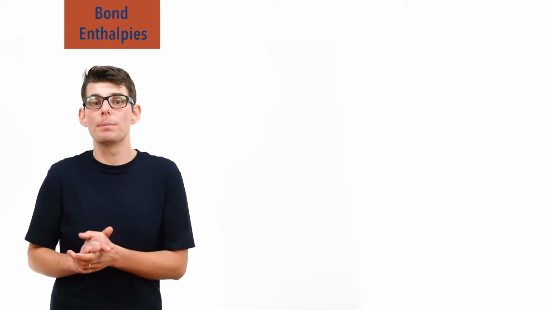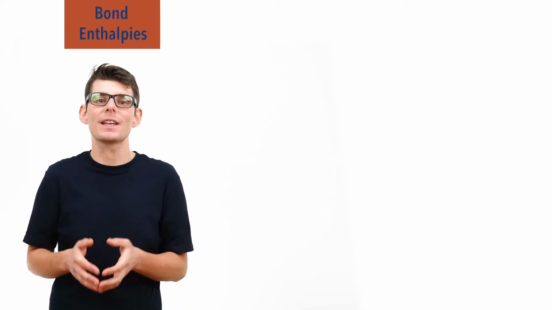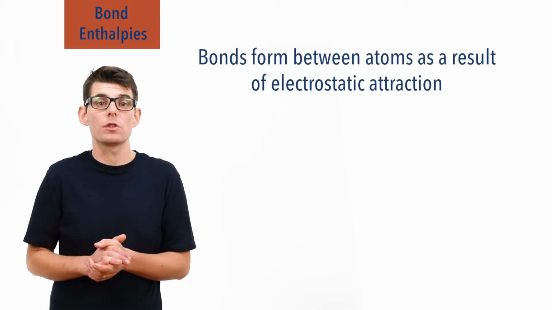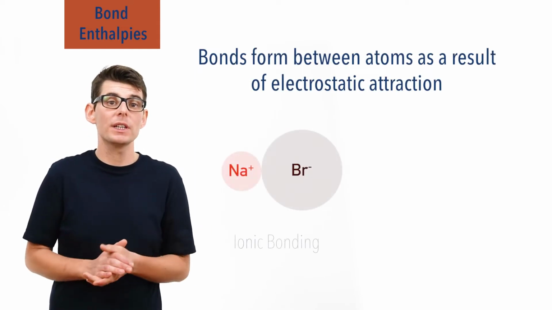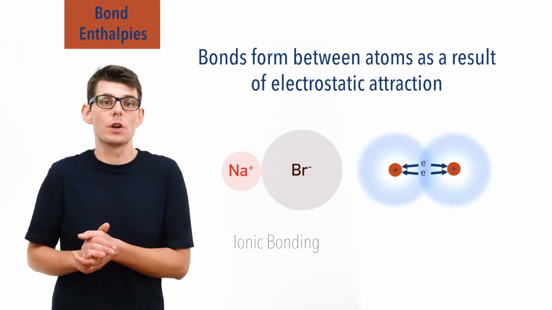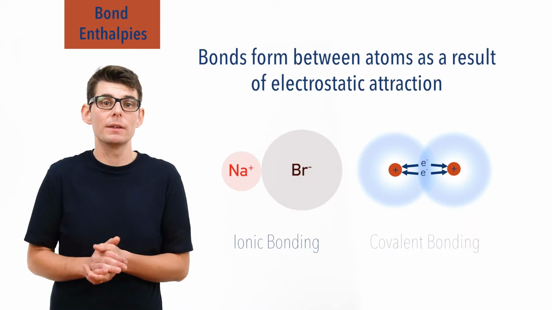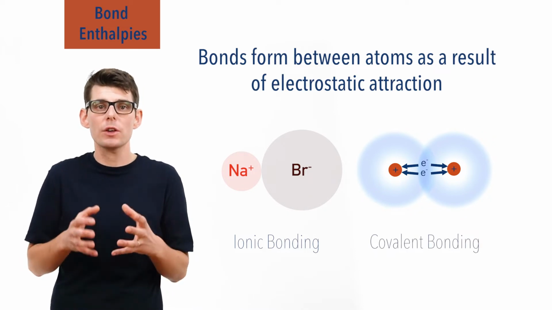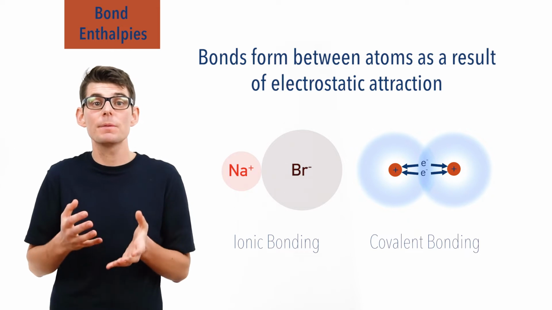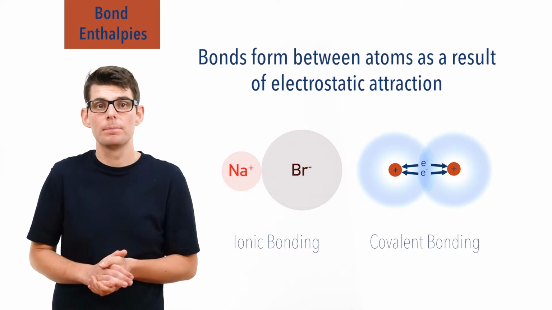Let's go! Atoms form atomic bonds based on electrostatic attraction. Whether it be the attraction of oppositely charged ions to each other in ionic bonding or the attraction of a shared pair of electrons to positively charged nuclei in covalent bonding, it is ultimately attraction forces that pull atoms and ions together and lead to bonds forming between them.